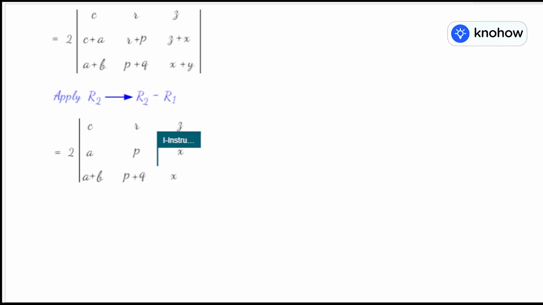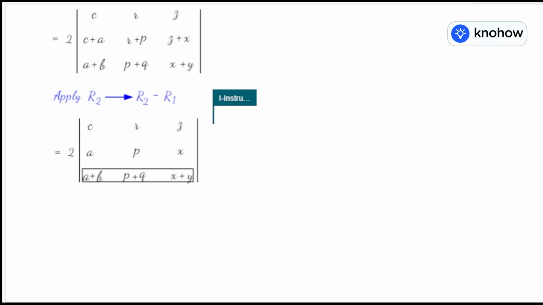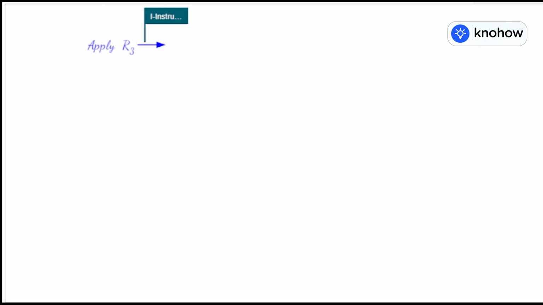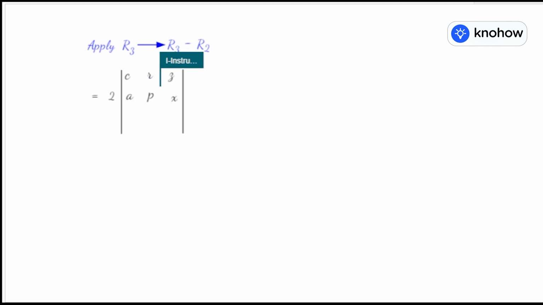And now what do you observe? In the third row the elements are A plus B, P plus Q, X plus Y. If you subtract the elements of the second row from it, you will get B, Q, Y, a single element each. So now you change R3 to R3 minus R2. What do you get? The first 2 rows you keep as such, C, R, Z and A, P, X. And now A plus B minus A gives you B, and P plus Q minus P gives you Q, and X plus Y minus X gives you Y.